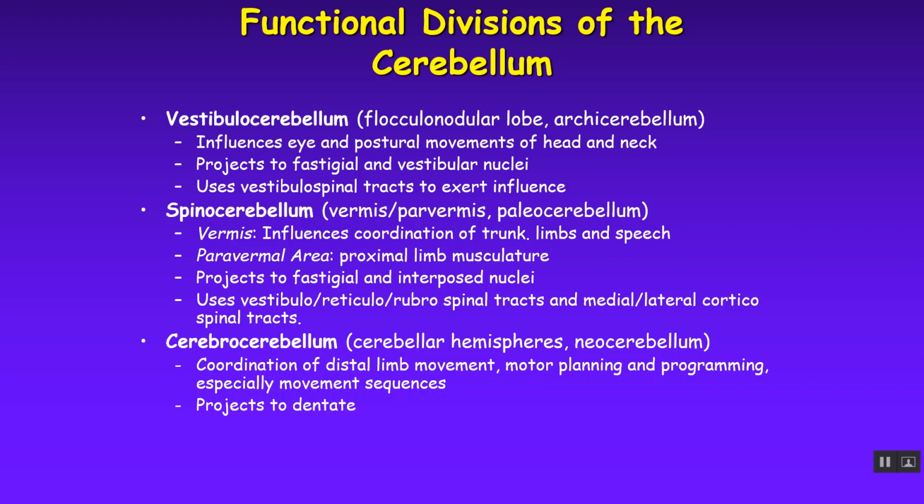The Purkinje cells in the cortex of the spinocerebellum project to the fastigial nuclei as well as the interposed nuclei. The ones in the vermal region are going to project to the fastigial nucleus, which is right in the middle. The ones in the paravermal regions are going to go to the interposed nuclei, which are the globose and emboliform nuclei.